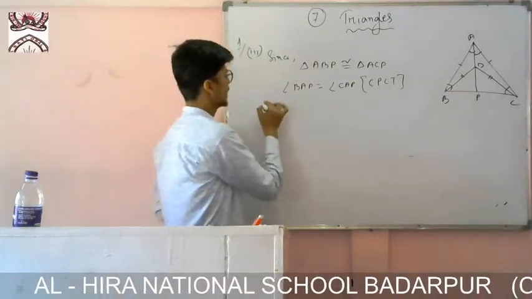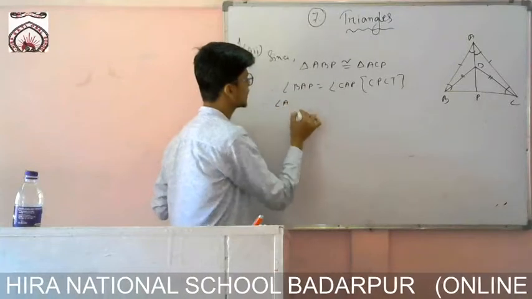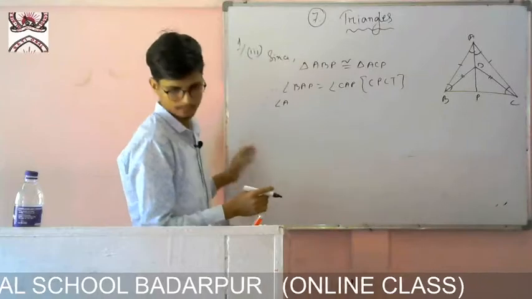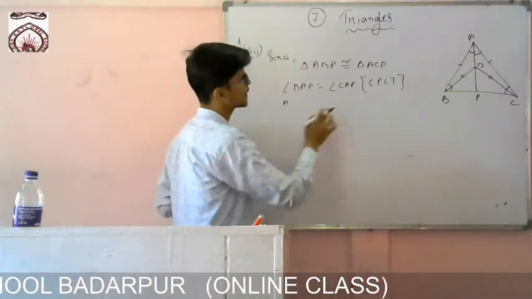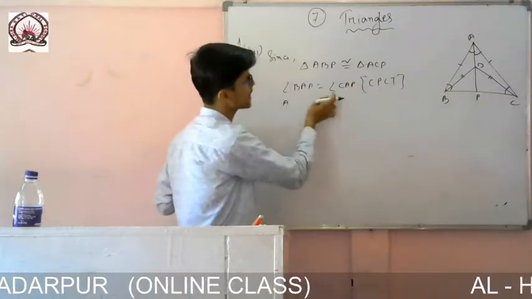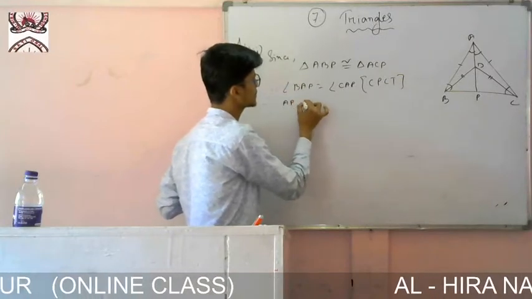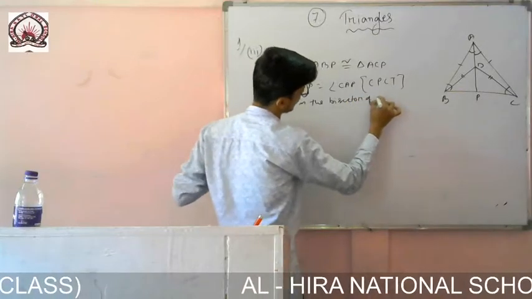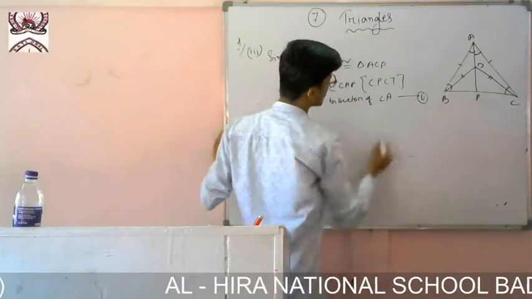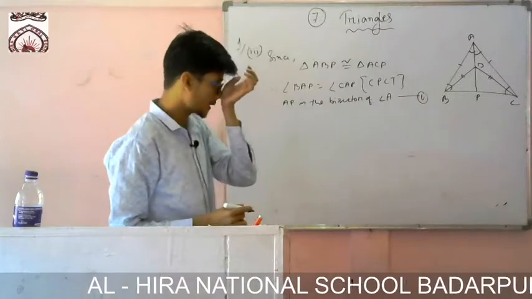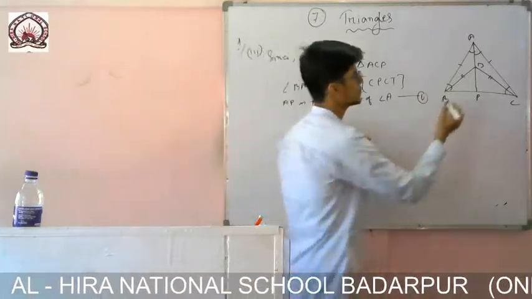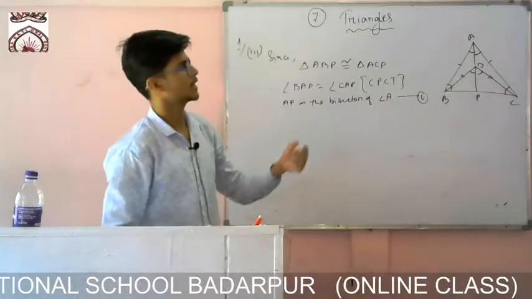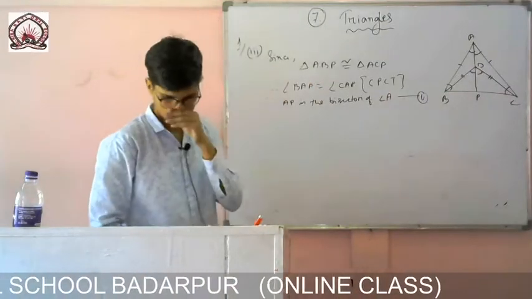So if these two angles are equal, then I can write AP is the bisector of angle A. One we have proved, but I need to prove D also, that D is also bisected. I have to prove these two are also equal. To prove these two, I have to show that these two triangles are congruent first of all.